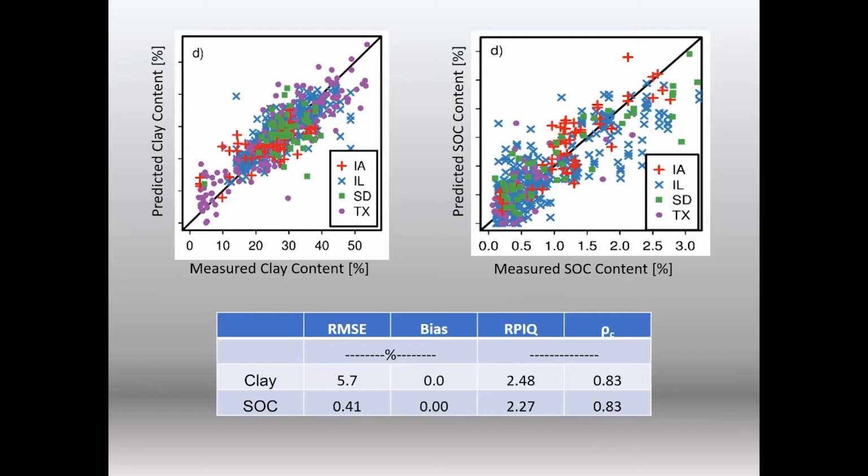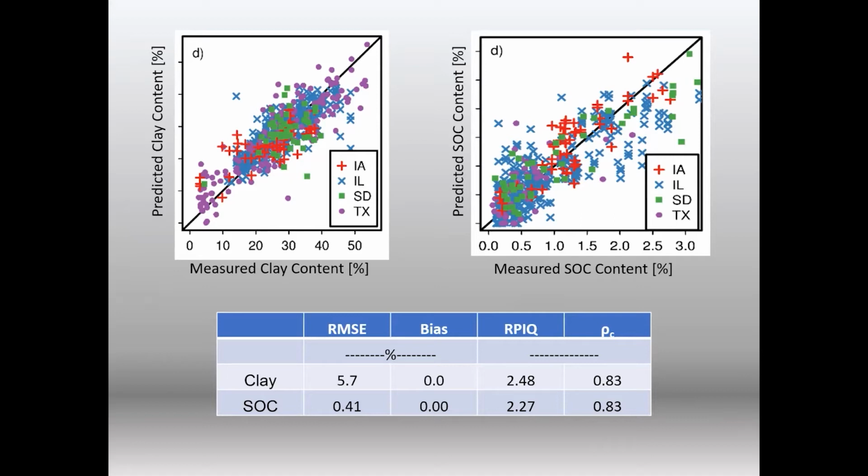And in both cases, we get pretty solid and repeatable measurements. Our RMSEs for clay content in this case are below 6%, so that's about as accurate as you could get with a pipette. And our concordance correlations are around 0.8, so very high levels of concordance correlations.